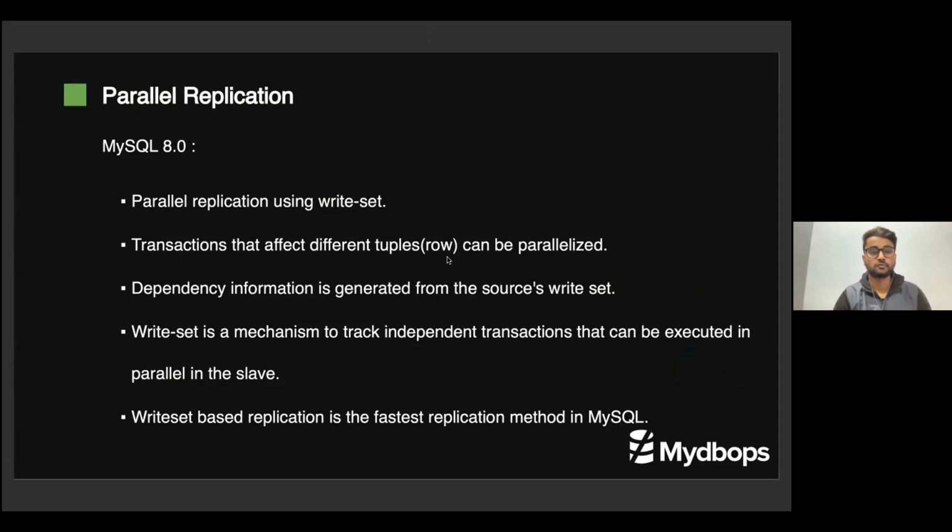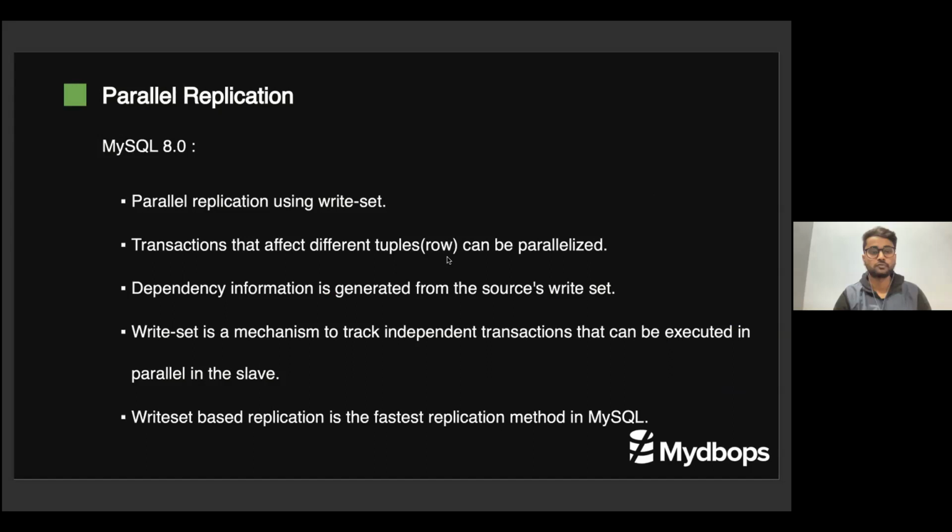Parallel application in 8.0. Parallel application in 8.0 uses write sets, like the binlog transaction dependency tracking. There is a variable which we have to set to WRITESET, and a write set is basically a set of transactions, and transactions that affect different rows can be parallelized. Means the writes to different rows can be parallelized on the slave servers.